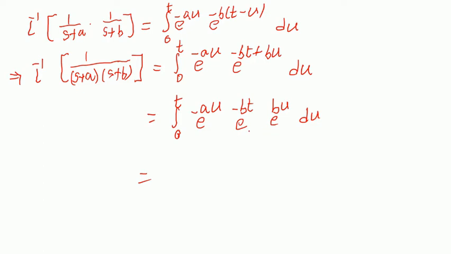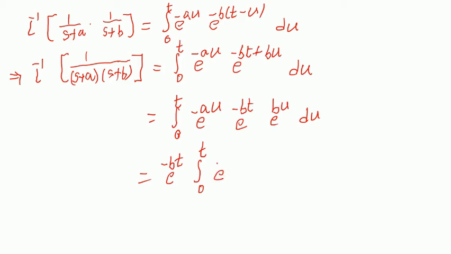Now with respect to u, e power minus bt is a constant. Keep it outside of the integration. E power minus bt into integral 0 to t from the remaining two terms. What is that? Here e power minus au into e power bu. So what is the common here? See here, bases are the same. Bases are the same means we can add the powers. In powers, what is the common? u is common.